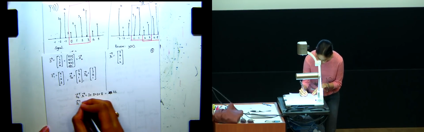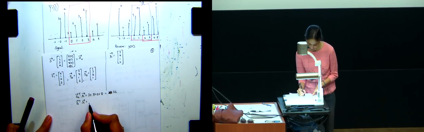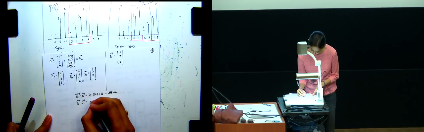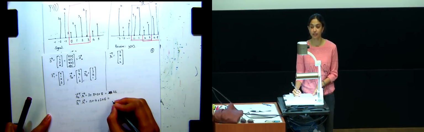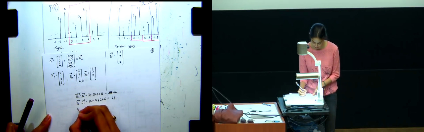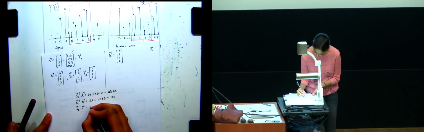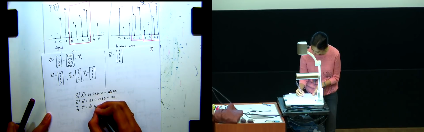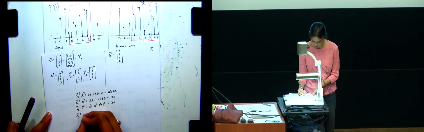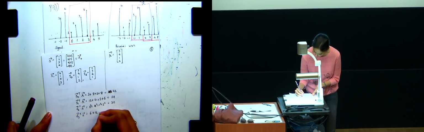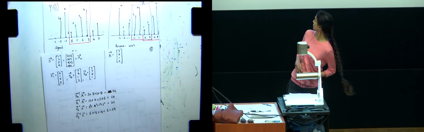What about S1 transpose times R? Now you can't trust me to do the math. You have to do it. This is basically 12 plus 4 plus 2 plus 6, and it is 24. S2 transpose times R. What is this? This one's easy. This is 3 squared plus 4 squared plus 1 squared plus 2 squared. S3 transpose times R is equal to 4 plus 2. Did I do the math right?